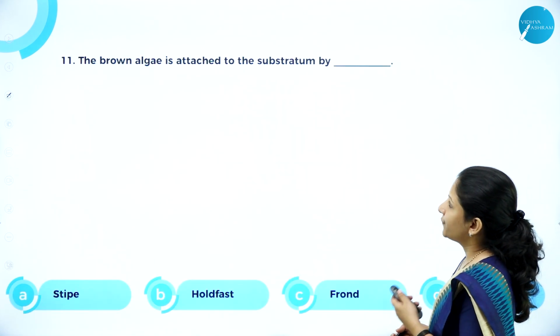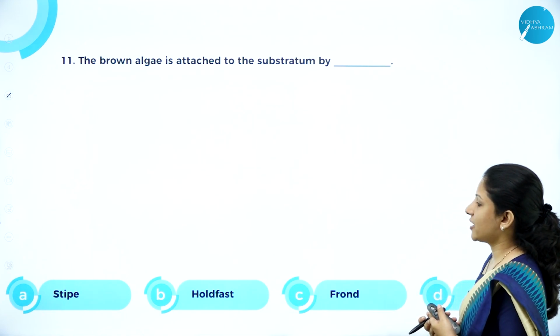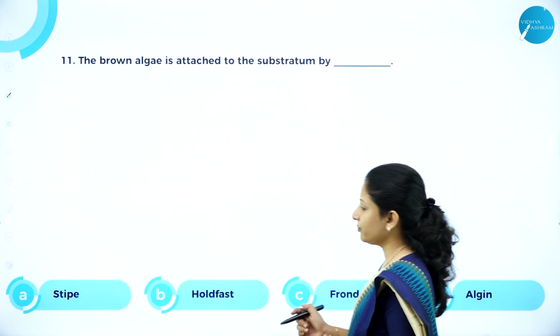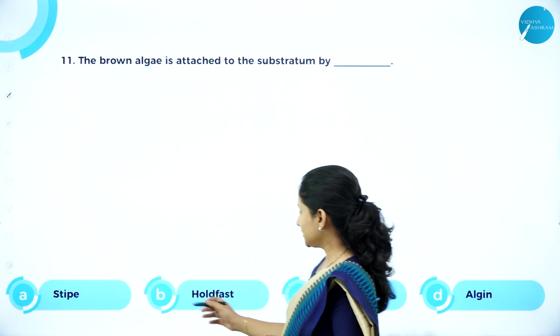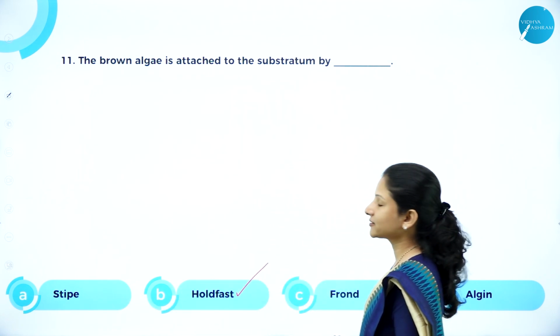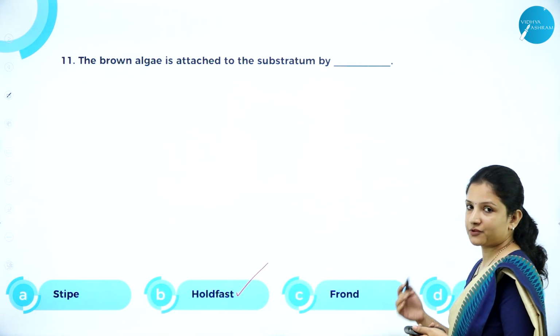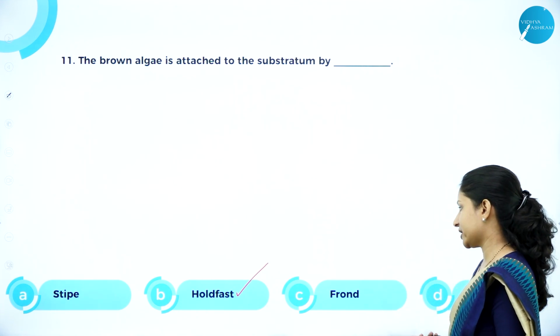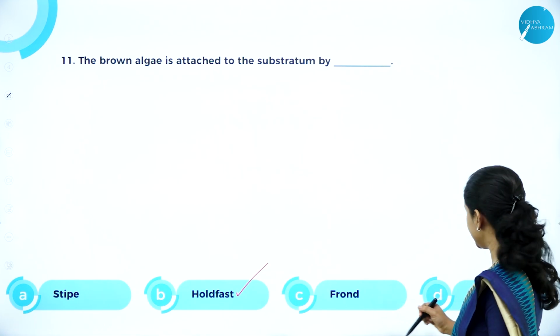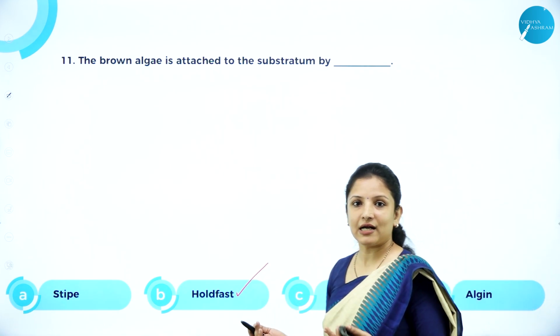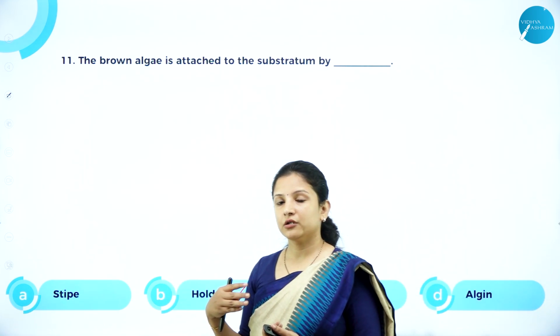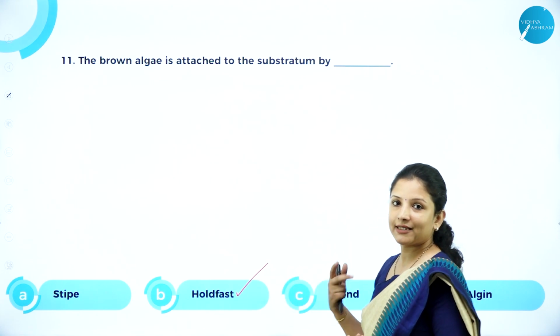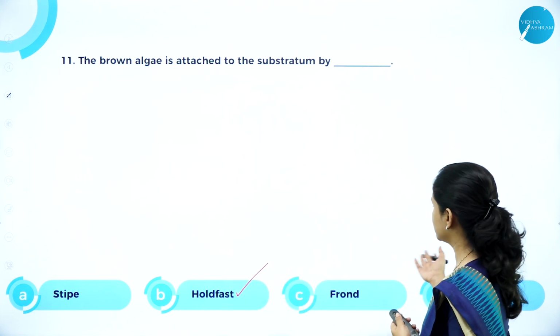Next question. The brown algae is attached to the substratum by, is it stipe? No, because stipe is the stalk. Is it holdfast? Yes, holdfast acts like a root that actually helps the Phaeophyceae members or brown algae to attach properly to the substratum. Is it frond? No, because it is the leaf. Is it algin? No, because algin has something to do with the uses of algae. It is a jelly-like compound that is there in algae. So, it is not algin.